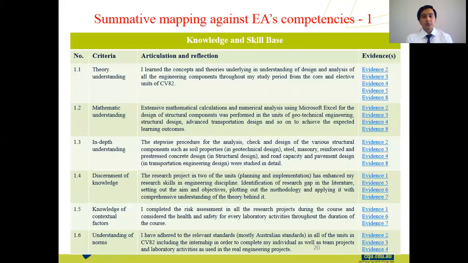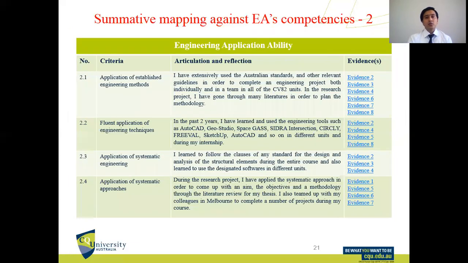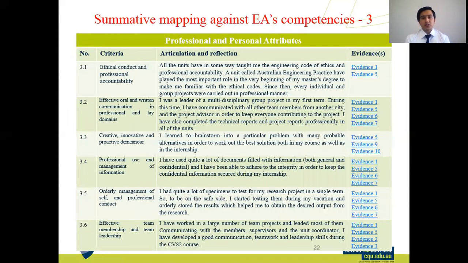So this is my summative mapping against Engineers Australia Stage 1 competencies. This one will be Competency 1, about knowledge and skill base, and I have provided the evidence on the right. And this will be engineering application ability, and the other one will be professional and personal attributes, with the evidence linked with it.